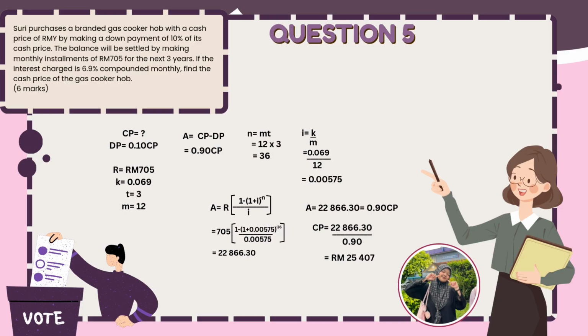0.00575. So the second formula for A is A equals R bracket 1 minus bracket 1 plus I bracket power negative N over I bracket. So we just put all of our information into the formula and we will get 22,866.30. So we have two answers for A. Just combine the two answers into this formula.